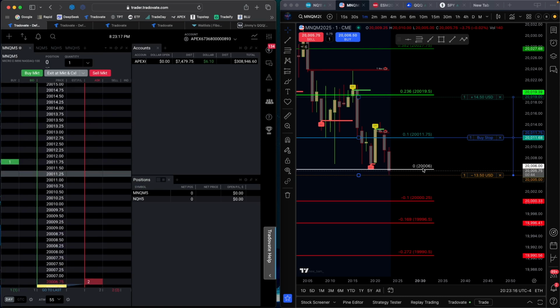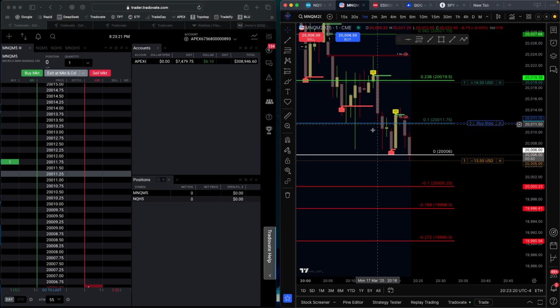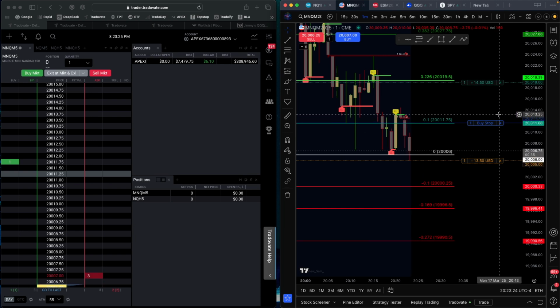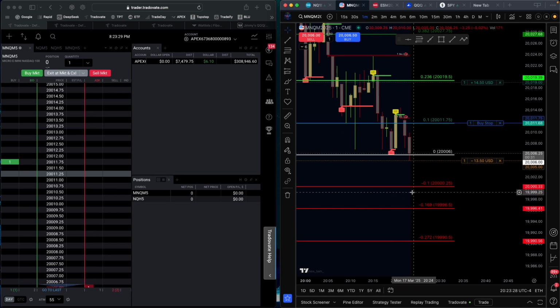Now, if we break and close below the zero line, I'll close this and be like, okay, it's not consolidating on this 10% anymore because we closed below the zero line, and I'm going to stop this trade here. And then since we're close to these extensions, I'll start playing the extensions.